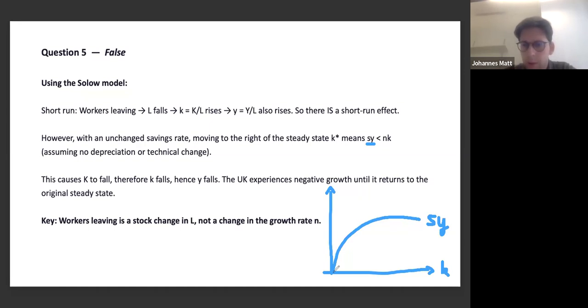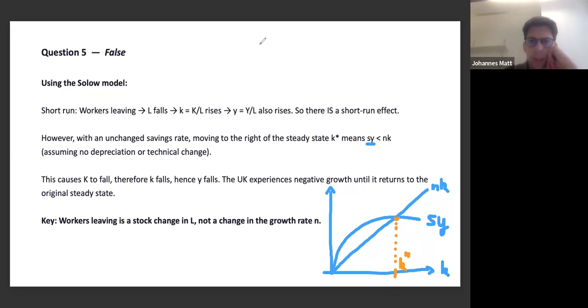And then there's also the reduction in capital per worker, which comes from population growth at rate N times K. And so there exists this point of intersection here, I'm just going to highlight that in orange, where the two are exactly equal. And so that is the long run steady state of this economy, and that defines this point K star. That is the long run steady state.